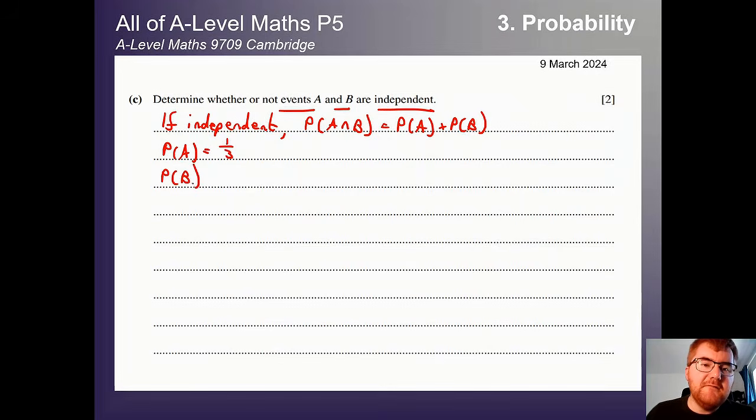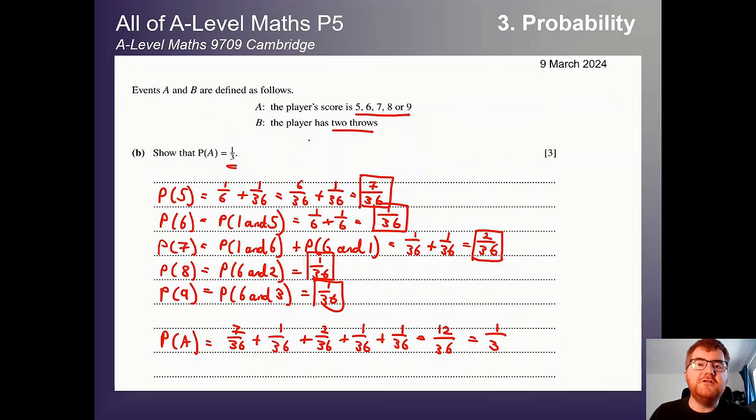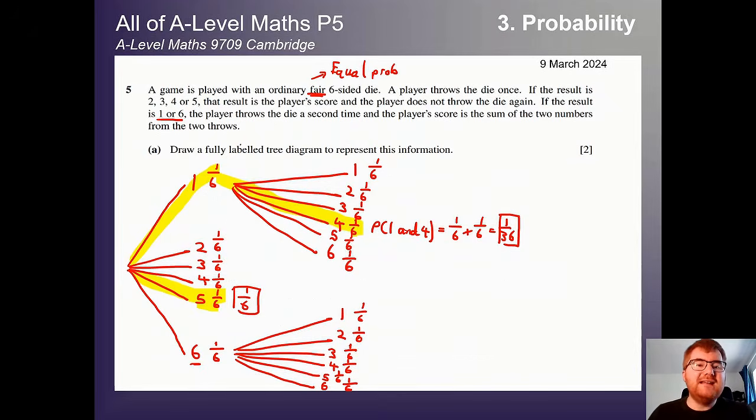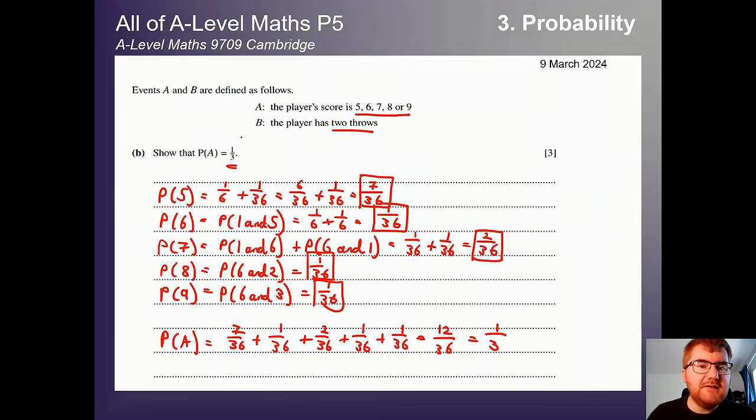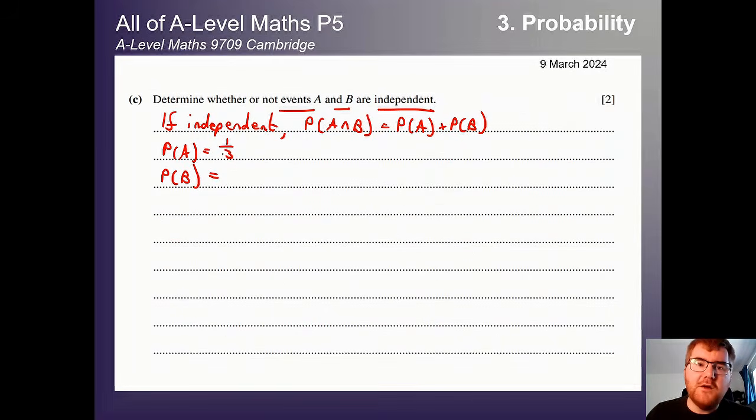So the probability of B is that we have 2 throws. The only way we can get 2 throws is by either throwing a 1 or throwing a 6. So the probability of that on the first throw is getting a 1 or a 6. So that's going to be 1 over 6 plus 1 over 6, which is 2 out of 6, which is 1 over 3. So that means the probability of A times the probability of B, excuse me, is equal to 1/3 times 1/3, which is equal to 1 over 9.